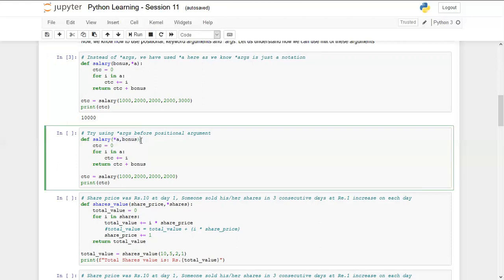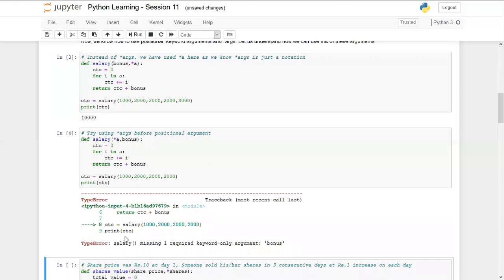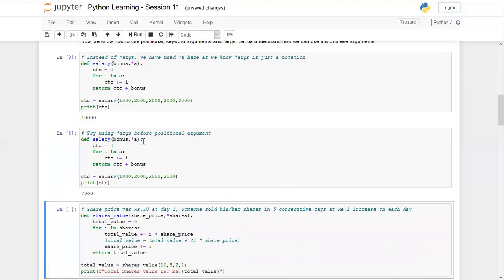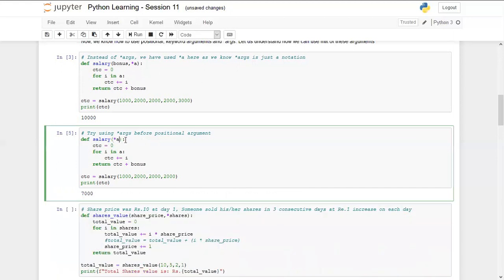Now it will not work. Let's check the error. You can see it says salary is missing one required keyword-only argument, which is bonus. Python knows that after *args, only keyword arguments can come as per the precedence, so it assumes bonus is a keyword argument, but we know that we want to define it as positional. So you have to keep bonus before *args, and only then will it work. I hope the concept is clear.